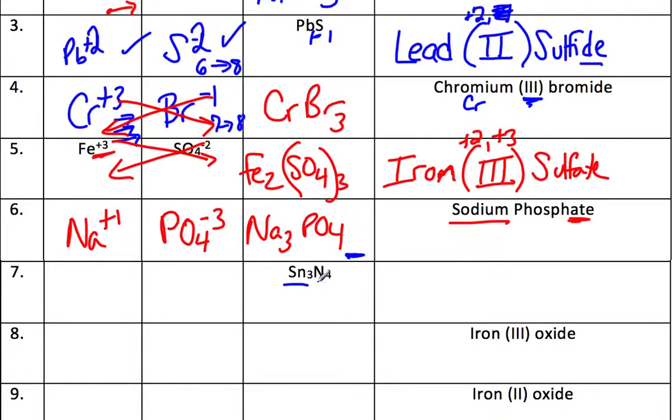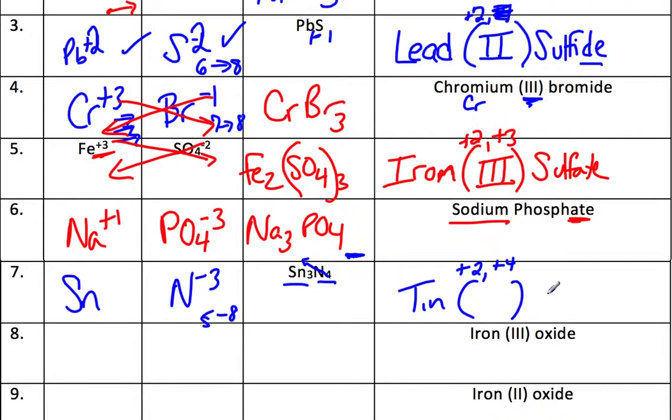Over here, tin and nitrogen bonding together. I look on the periodic table and I see nitrogen's in group 5. It needs to get to 8, so it's going to gain 3. And then I uncrisscross the tin, because remember tin could make a +2 or a +4. I don't know which is which until I uncrisscross them. So that 4 goes up there, so it's plus 4. So I write the Roman numeral for 4 there.